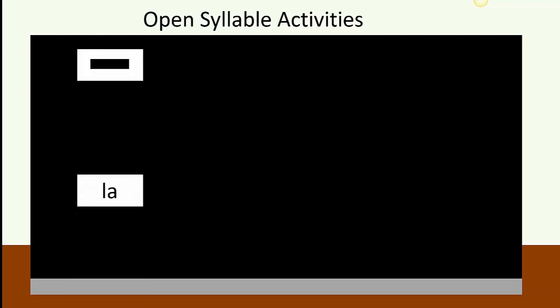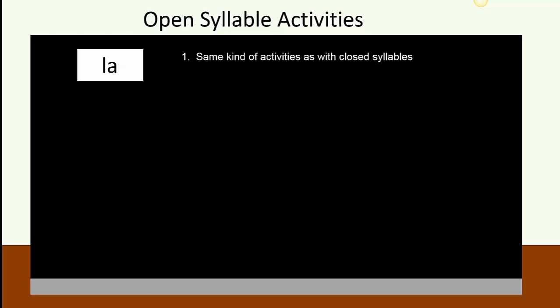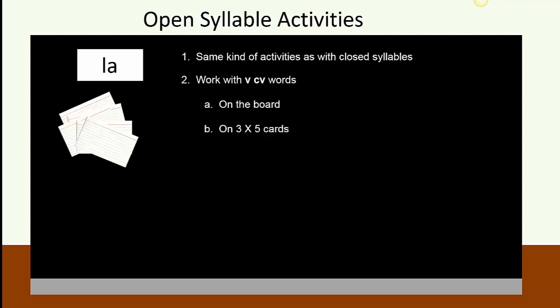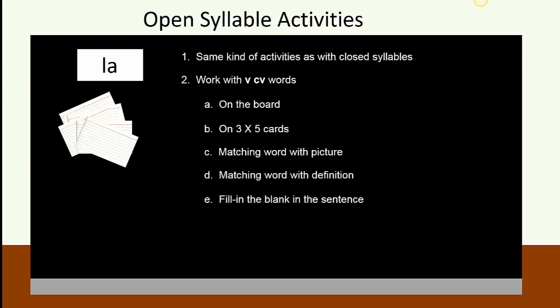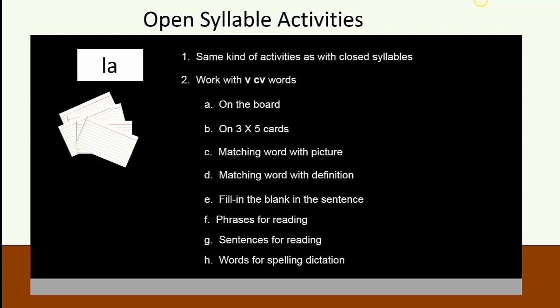Magnetic open syllable cards can be made for the board and put on 3x5 cards for the same kinds of activities detailed in the closed syllable section. Then the students would begin to work with CV words on the board, on 3x5 cards, and on worksheets matching word with picture, word with definition, and choosing words to fill in the blank in the sentence. As with VCCV words, there would be phrases for reading, sentences for reading, and words for spelling dictation.